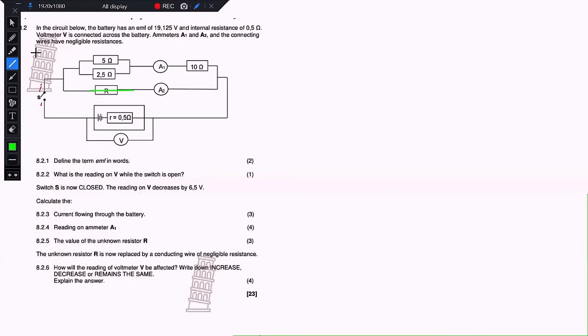So this is now being replaced by a connecting wire like this. So it's no longer there. Right. Now they're saying the unknown resistor is now replaced by a conducting wire of negligible resistance. How will the reading on voltmeter V be affected? Write down increase, decrease, or remain the same.